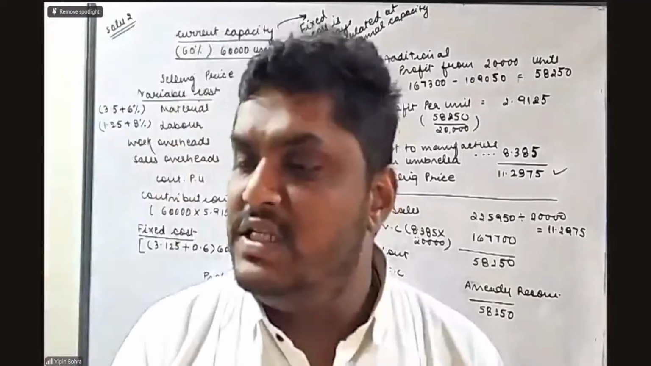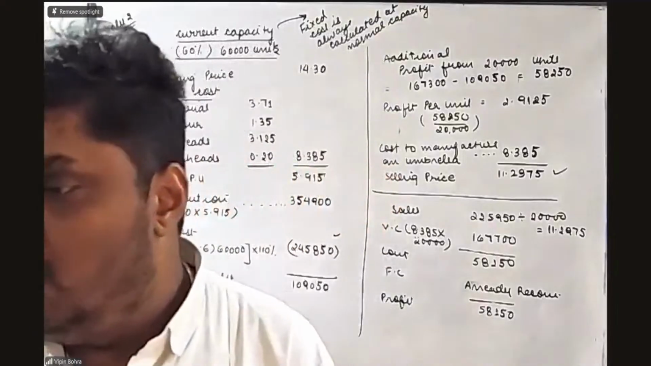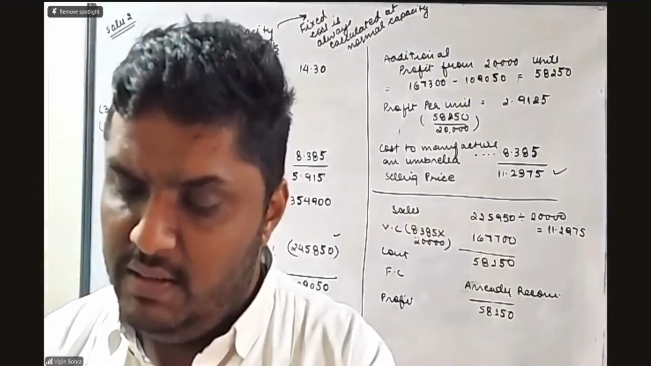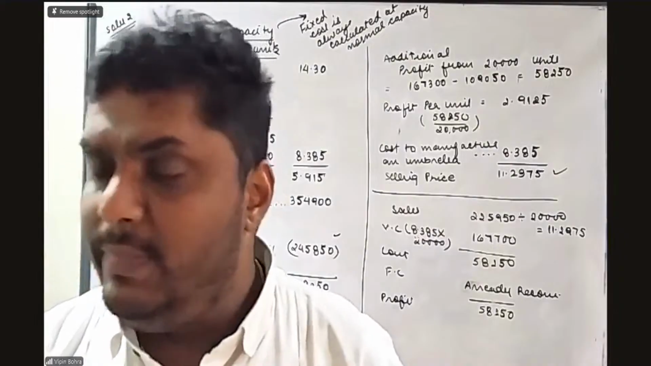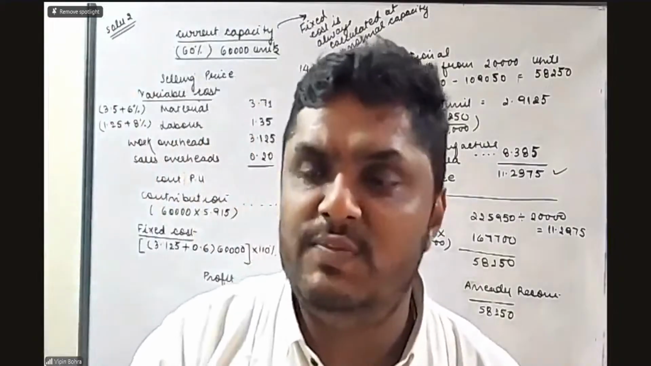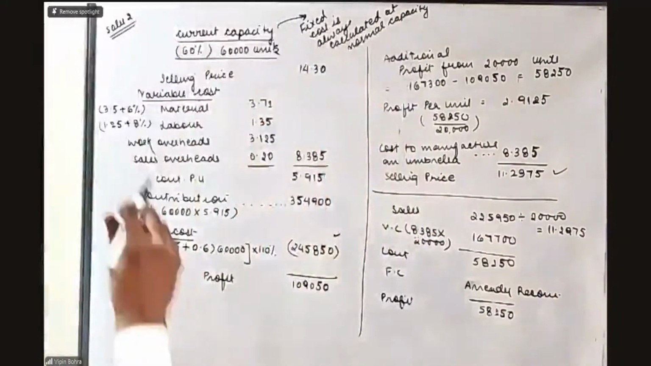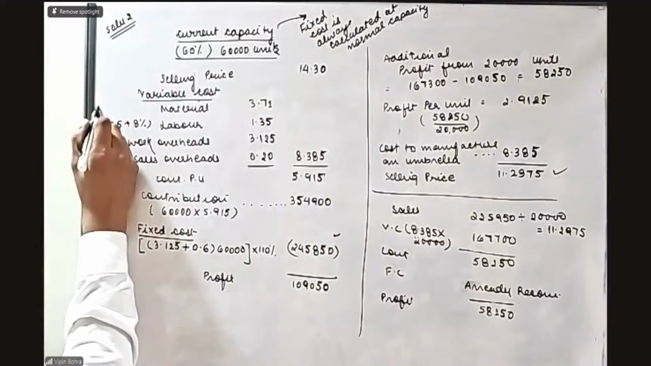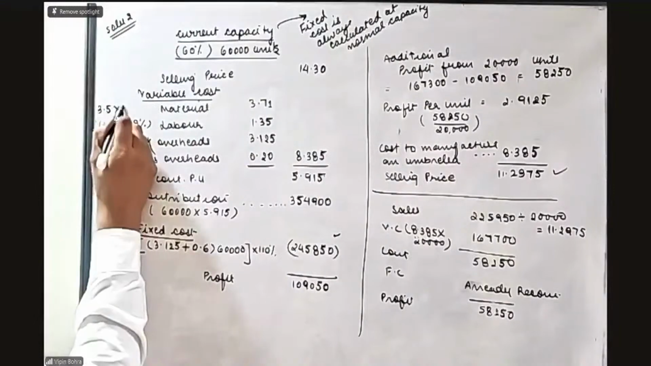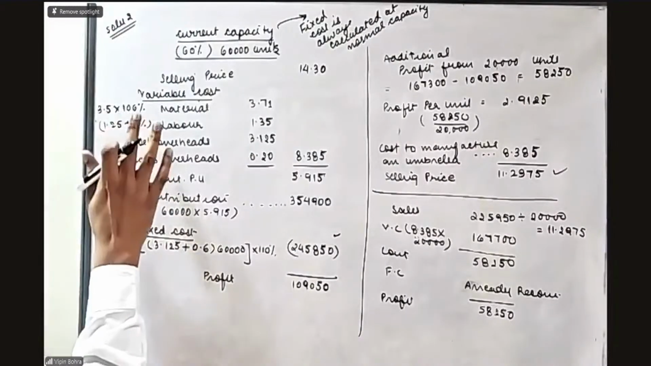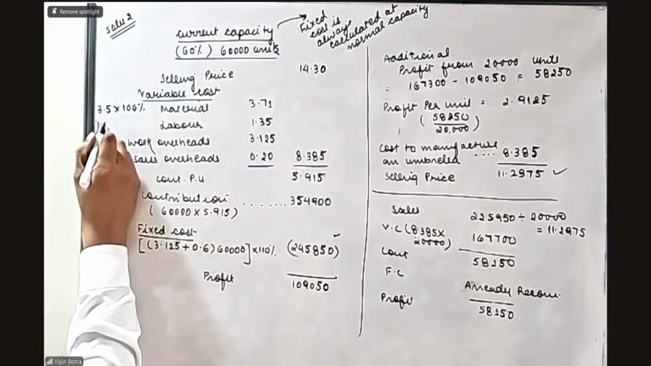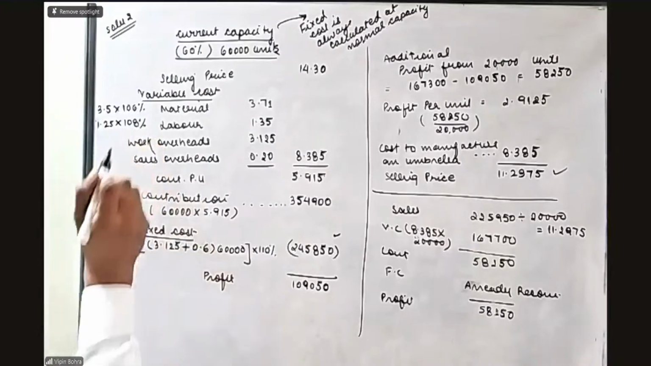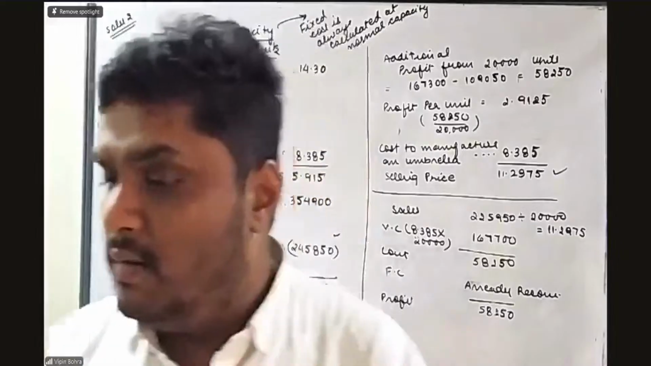3.5 into 106% also you can do, Aditya. 3.5 plus 6%. On the calculator you type 3.5 plus 6%, and 3.5, you can write 3.5 into 106%. I hope it is better.